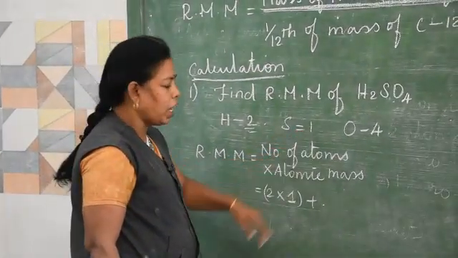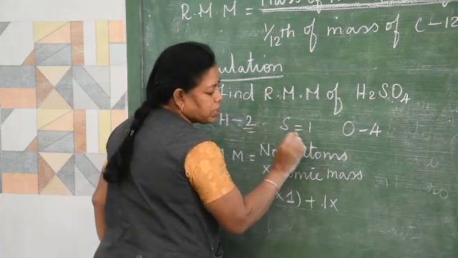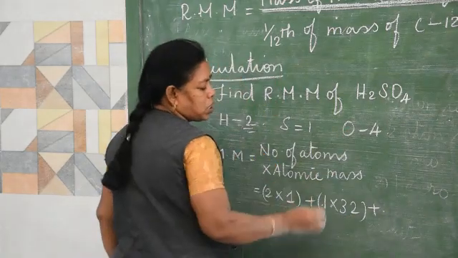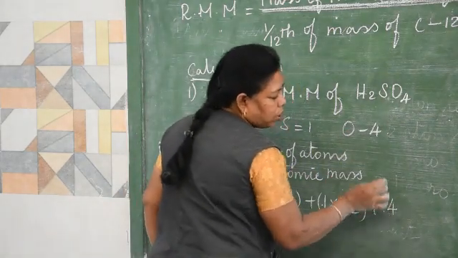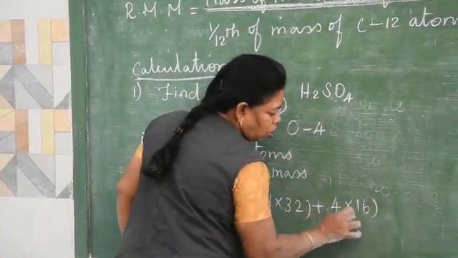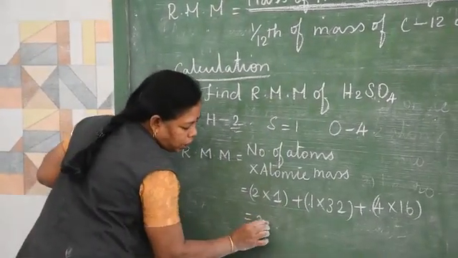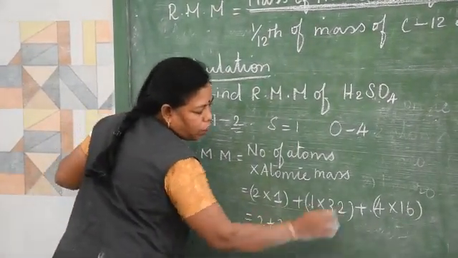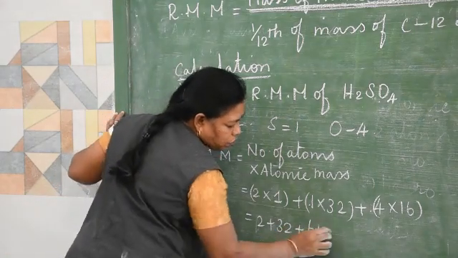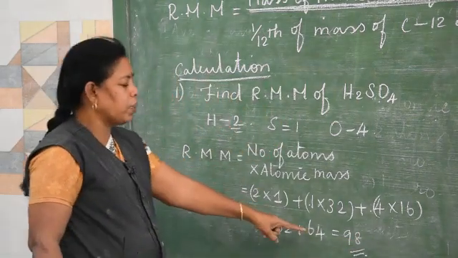And the sulfur atom, how many atoms? 1 sulfur atom. What is the atomic mass of sulfur? 32. Therefore 1 into 32. And then oxygen, 4 atoms. The atomic mass of oxygen is 16. Therefore 4 into 16. So 2 into 1, 2. 1 into 32, 32. 4 into 16, 64. When we add all this, we get 98.